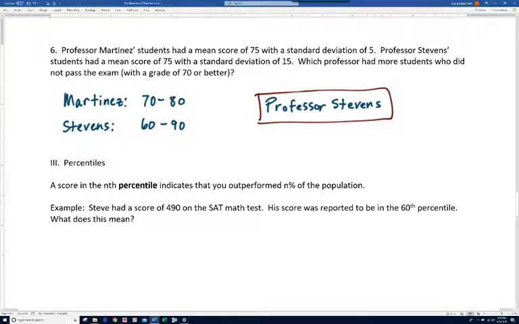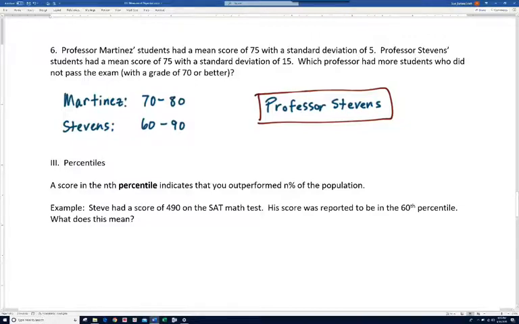All right, let's look at percentiles next. I'm just going to mention this one because this is another measure of variation that I should at least mention to you here. It says a score in the nth percentile indicates that you outperformed n% of the population. So let's see what that means here.